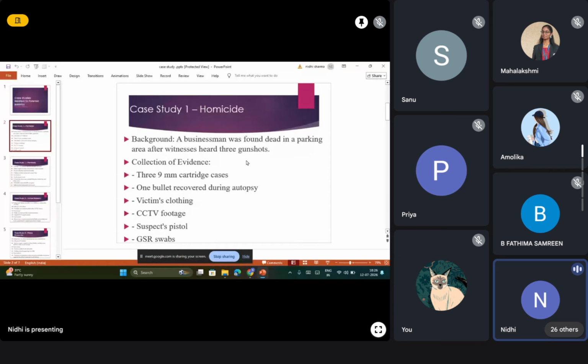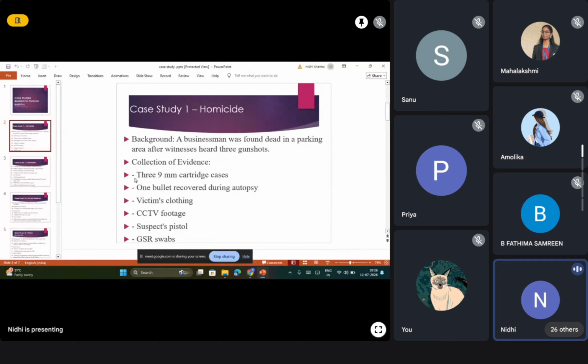If you have seen, there were 3 gunshots, but we only recovered one bullet during the autopsy. Where were the 2 other bullets? Any idea? It might have missed the target, ma'am.